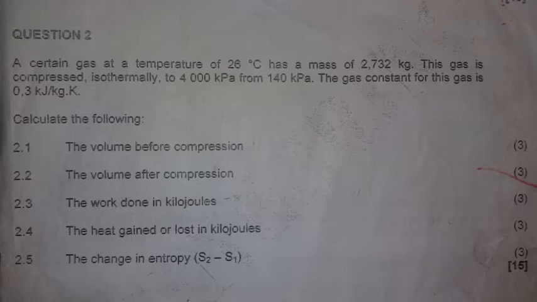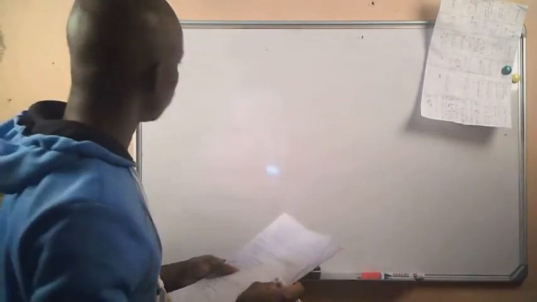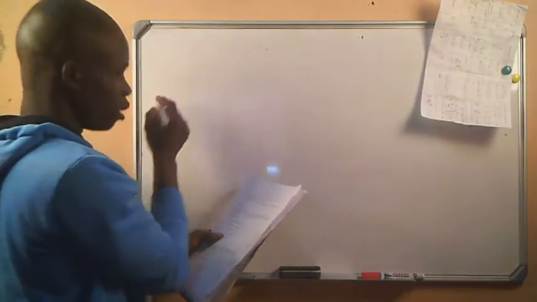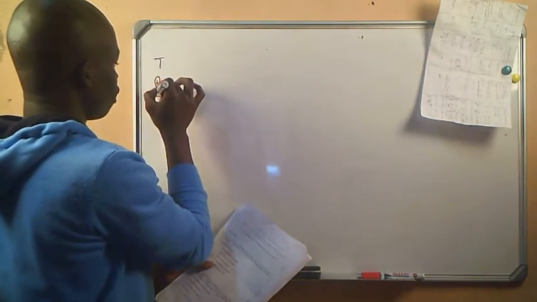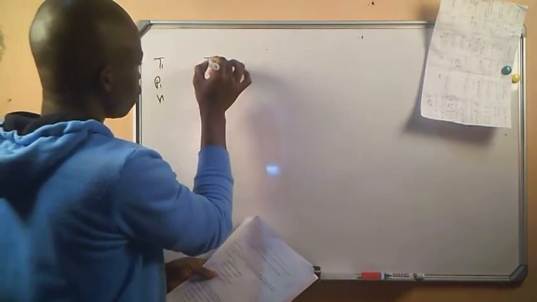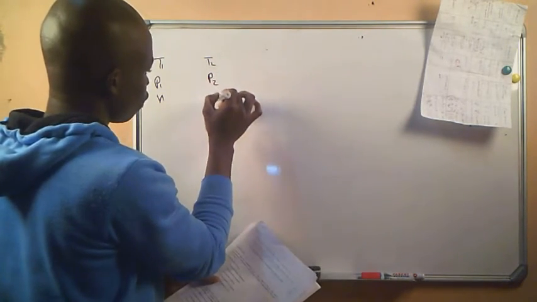The statement says a certain gas at a temperature of 26 degrees Celsius has a mass of 2.732 kg. This gas is compressed isothermally to 4000 kilopascal from 140 kilopascal. The gas constant for this gas is 0.3. Now let's try to present this information in a simpler way. We will have T1, P1, V1, and we'll have T2, P2, and V2.